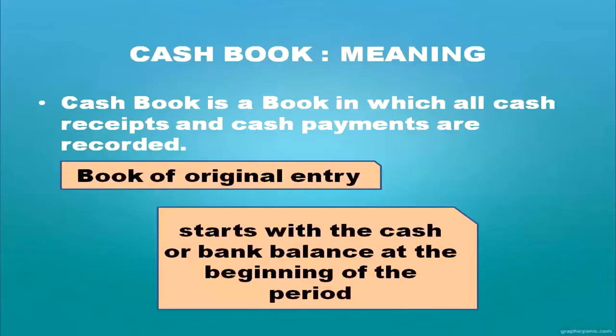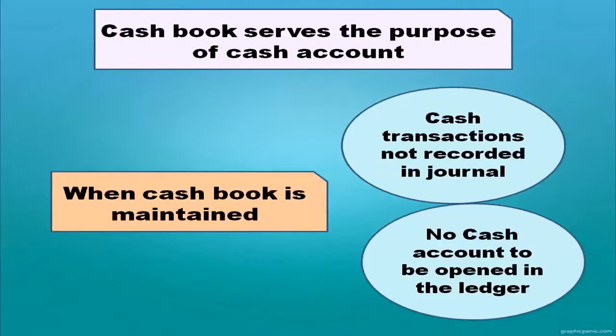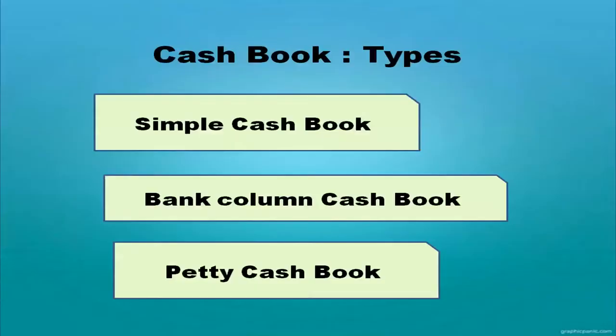Cash book is a book in which all cash receipts and cash payments are recorded. It is a book of original entry. All cash books will start with the cash balance or bank balance at the beginning of the period. If it is a new business, no opening cash balance will be there. And when a cash book is maintained, cash transactions are not recorded in the journal and no cash account is to be opened in the ledger. Cash book serves the purpose of a cash account.